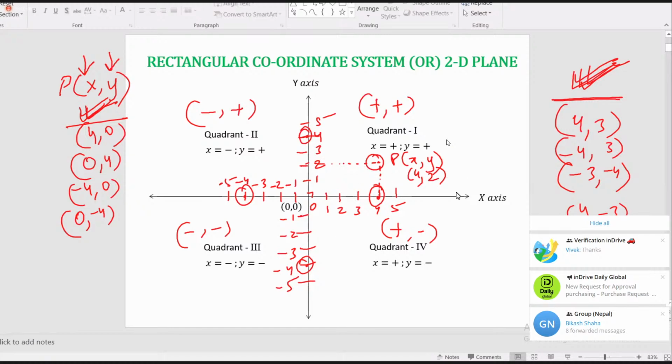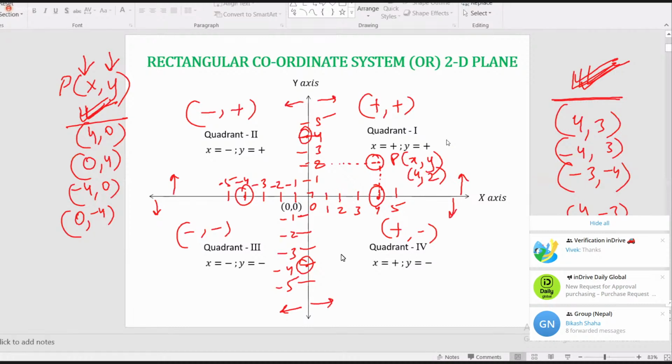So you can simply generalize the idea. Any point which is above x-axis on the right of y-axis will lie in the first quadrant. Above x-axis on the left of y-axis will lie in the second quadrant. Below x-axis on the left of y-axis will lie in the third quadrant, and below x-axis on the right of y-axis will lie in the fourth quadrant.